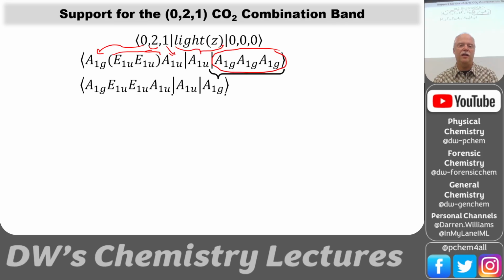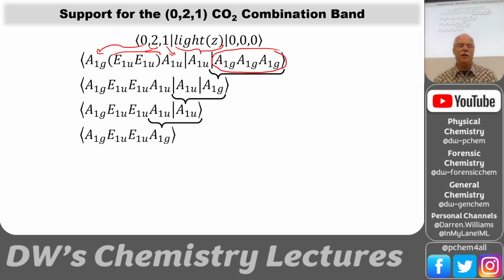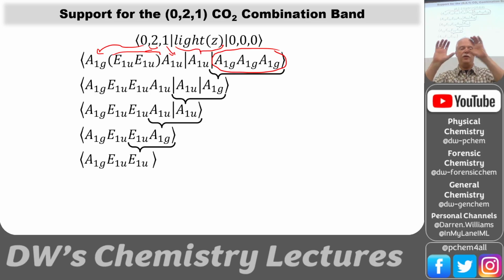Yeah, exactly. And then you have the A1U times A1G. The U and the G gives you U. And then we do that again. Now we have U times U, and that gives G. And now finally things get interesting. We have E1U times A1G, so that would be E1U again. And then we have the E1U times E1U.